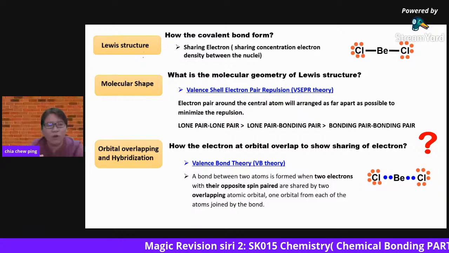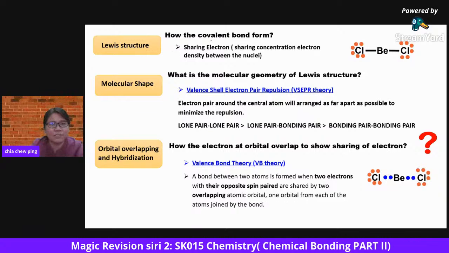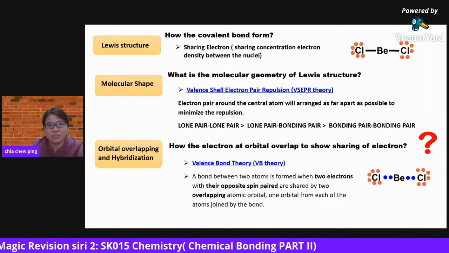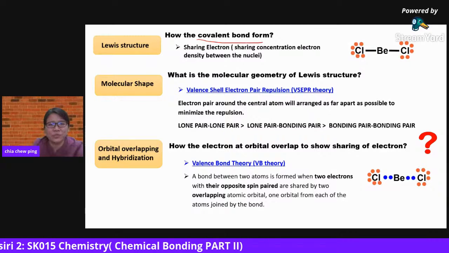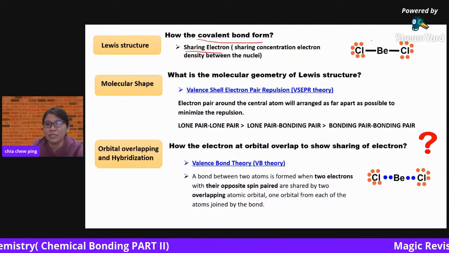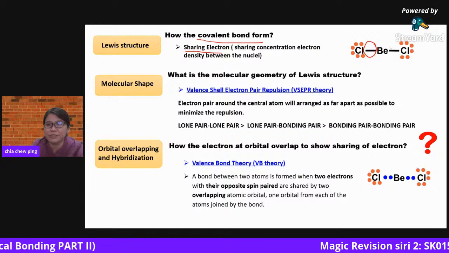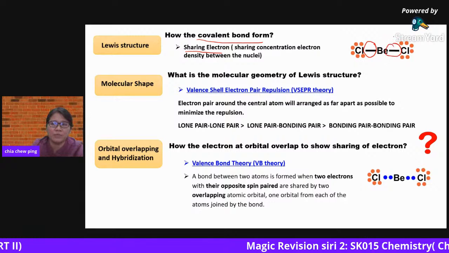So 4.1, we're talking about Lewis structure. Lewis structure is how the covalent bond forms. We know it's formed by the sharing of electrons. So this sharing of electrons happens to form a covalent bond.